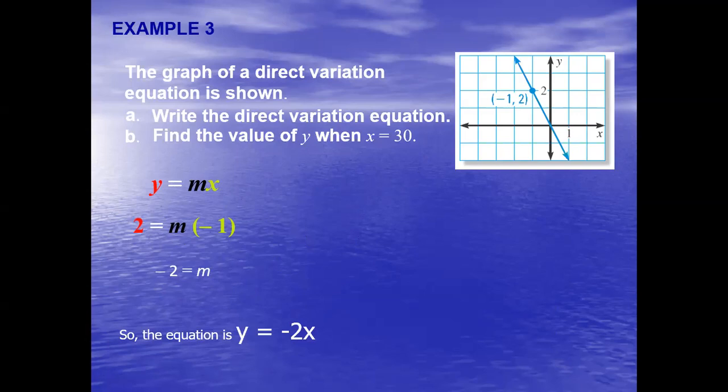B, find the value of y when x is 30. So we'll use the equation that we just generated to replace x with 30. Then y equals -2x, or y equals -2 times 30. So the value of y is -60.